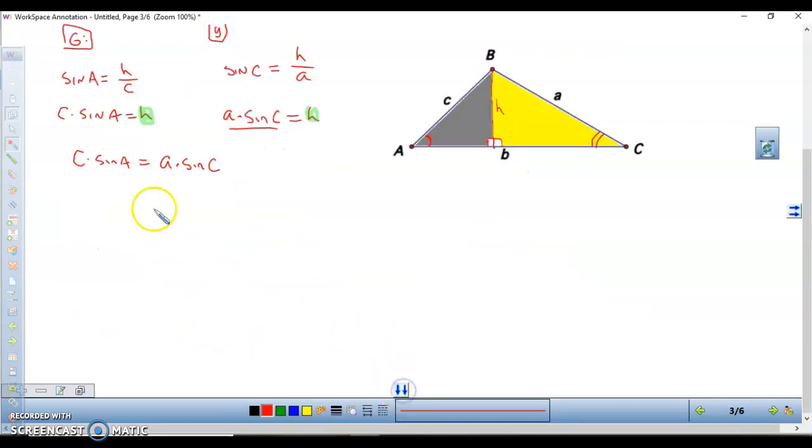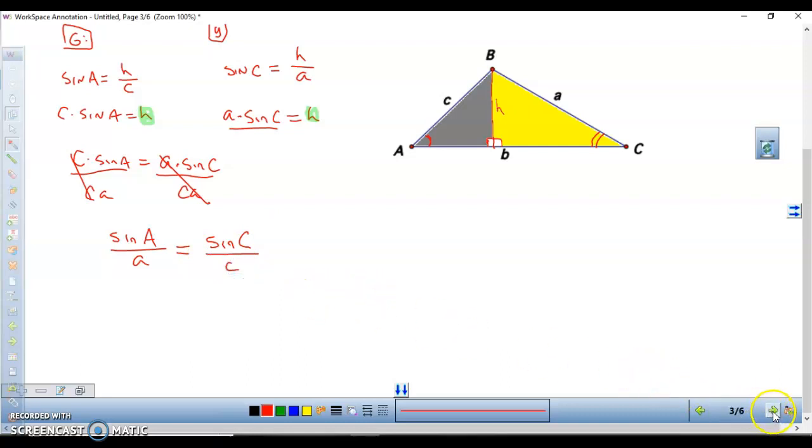And then finally, to derive my formula, I'm going to divide both sides by CA. So the C's will cancel here, and the A's will cancel here, and I end up with the sine of angle A divided by side length A is equal to the sine of angle C divided by the side length of C. And this is the law of sines.